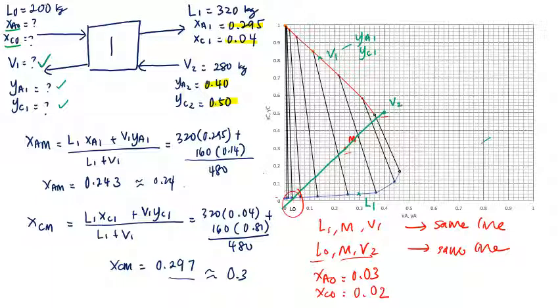Well, points to ponder, and you can try this on your own. Can you get XA0 and XC0 by material balance? If you've already calculated XAM and XCM, can you get the same value here using material balance? Please find out on your own. So that's all for the tutorial 9 solution guide. Thank you.